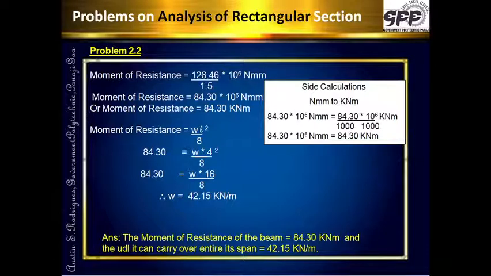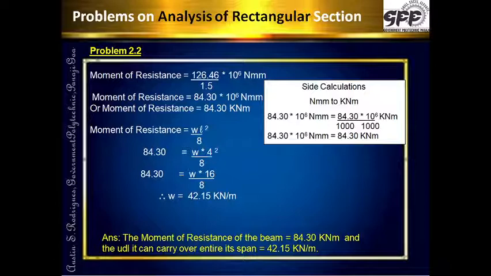In the worst condition, the moment of the internal forces should be equal to the external acting bending moment, that is WL squared by 8. The maximum bending moment which is acting on the section is WL squared by 8 for a simply supported beam fully carrying UDL. WL squared by 8, that is the external bending moment.